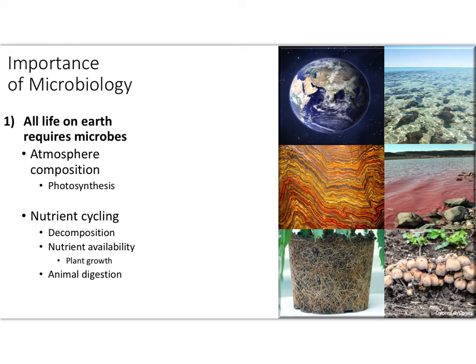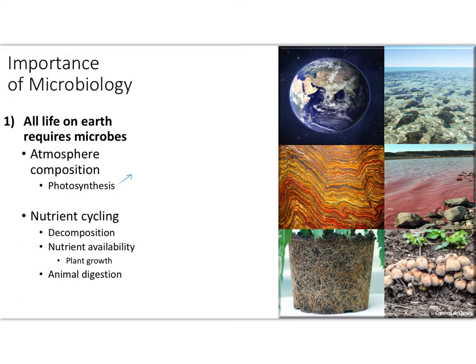A lot of times when people think about photosynthesis, they think about plants, and certainly plants are very important in photosynthesis, but really we need to take it back a step farther and realize that microbes were the first ones to develop this process of what we call oxygenic photosynthesis.